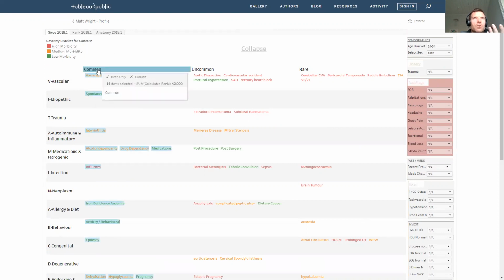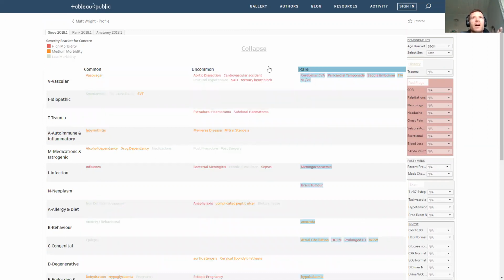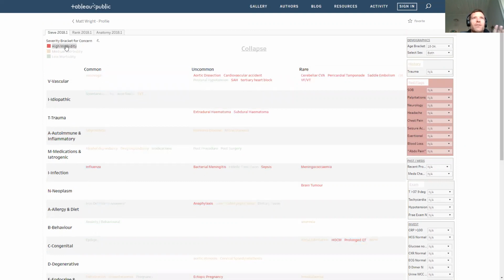So the way that you can work this through is you can start to say, well, let's look at the common ones. If you click on common, it does start to show you all those. You can ask what the uncommon or rare causes are, but when I'm looking at these, I tend to think about the common, and I tend to think about the important causes, the red ones.